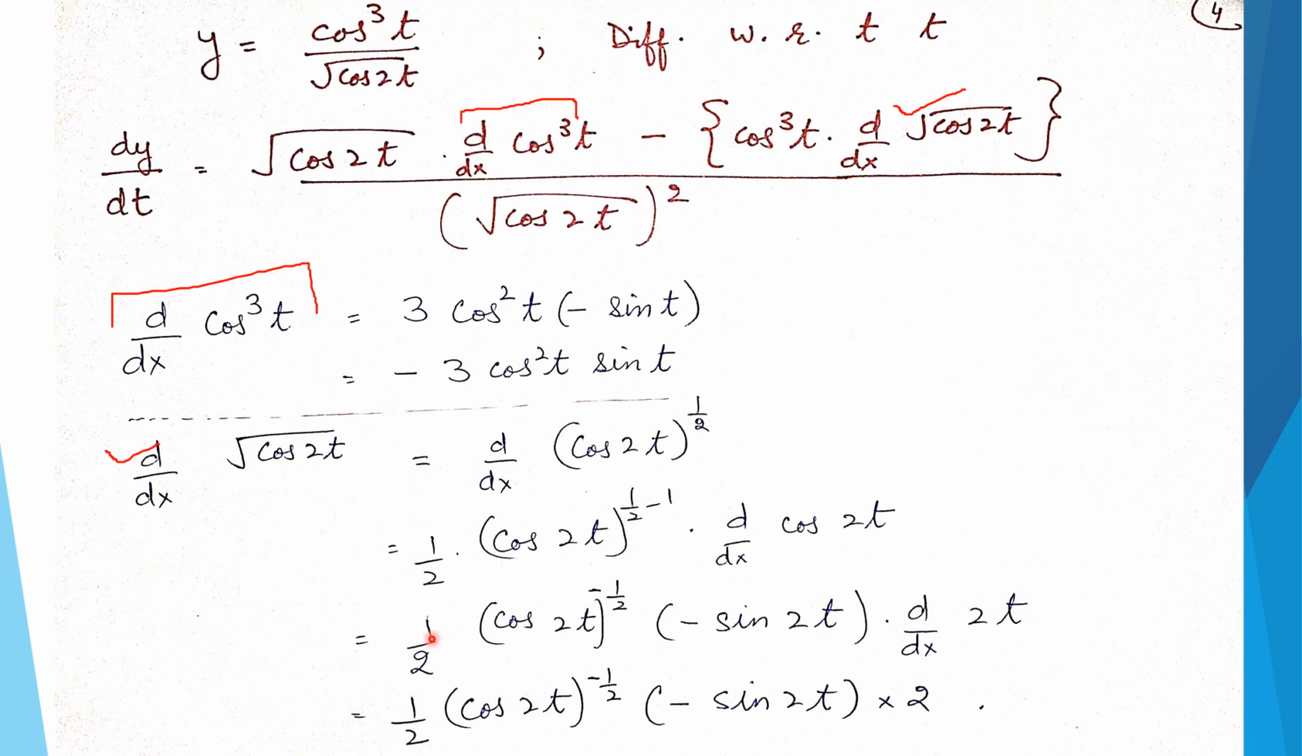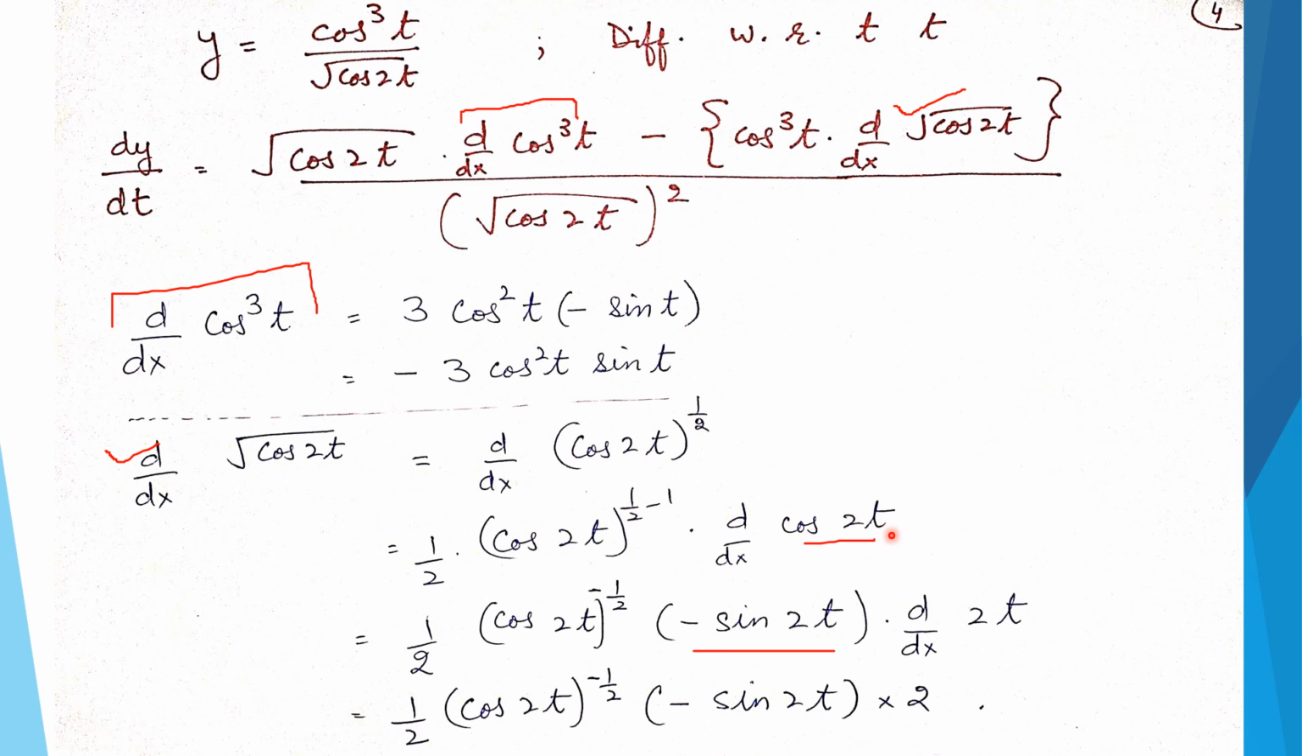Okay. So now you will get 1 upon 2 cos 2t whole power 1 minus 1 upon 2, right? Multiplied by the derivative of cos 2t. What is the derivative of cos 2t? It is minus sin 2t. So here I have put minus sin 2t multiplied by the derivative of 2t. Don't forget to write it separately. You have to write d by dx 2t. Okay. So you will get 1 upon 2 cos 2t power minus 1 upon 2 into minus sin 2t multiplied by 2.